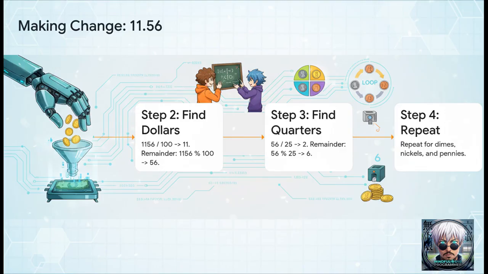Take 1156. First, we convert it to 1156 cents to get rid of the decimal. Then, we use simple division. 1156 divided by 100 gives us 11. That's our $11. And now our secret weapon, the remainder operator. 1156 % 100 tells us what's left over, 56 cents. And you just keep repeating that same pattern, division to find out how many coins, and remainder to see what's left over for the next coin. It's a perfect combination of everything we just learned.